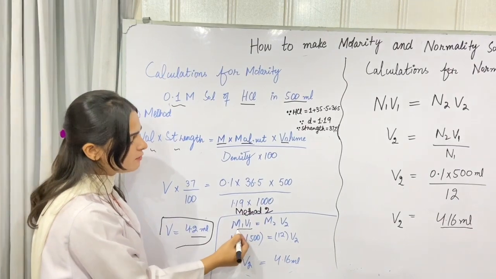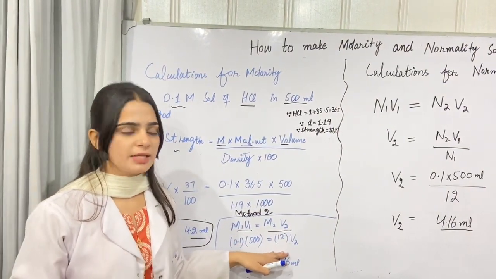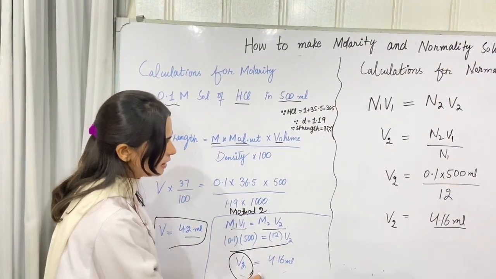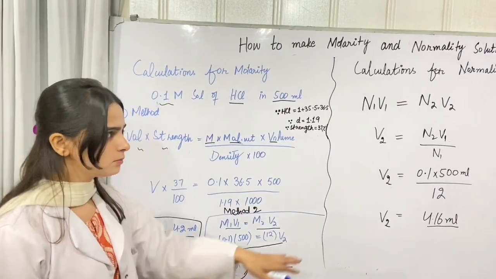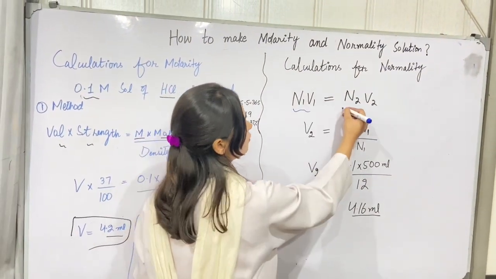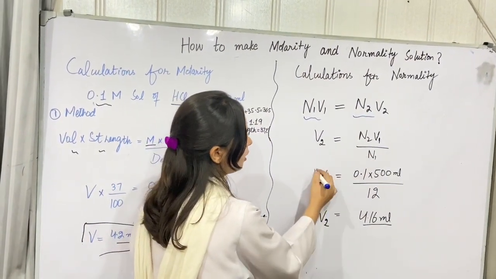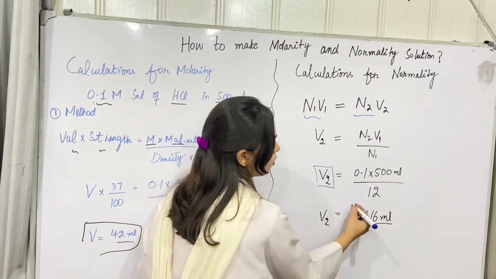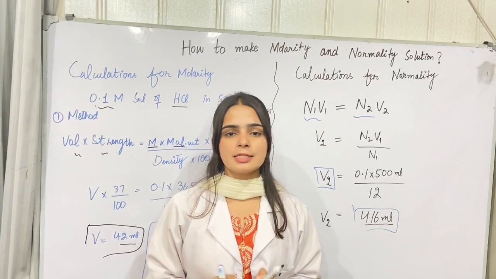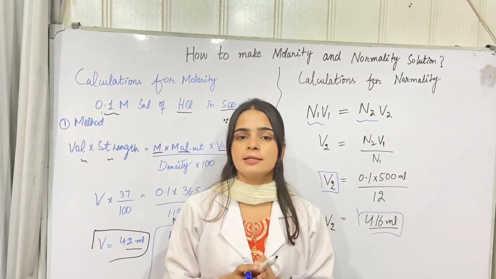Next method is the M1V1 equals M2V2 method. M2 is a molarity that we can check from the bottle of the HCl. When we perform all these calculations, we will get the volume, which is 4.16 ml. Next, for the normality, the formula is N1V1 equals N2V2. We will perform all these calculations to calculate the volume of HCl, which is 4.16 ml. Now, we will perform all these experiments to show you how to make 0.1 molar solution of HCl and sodium hydroxide.